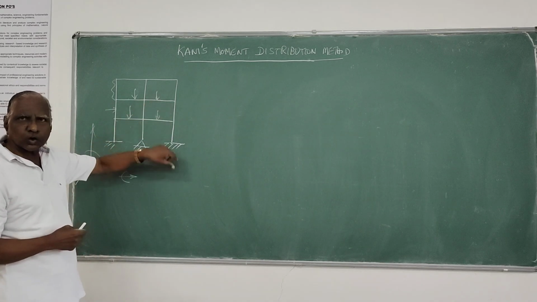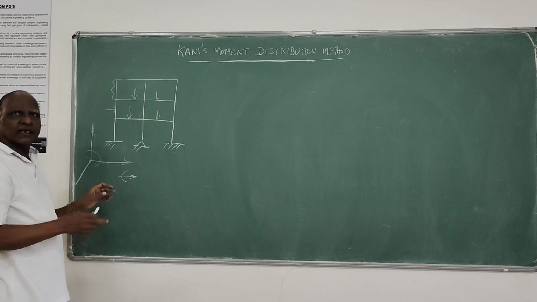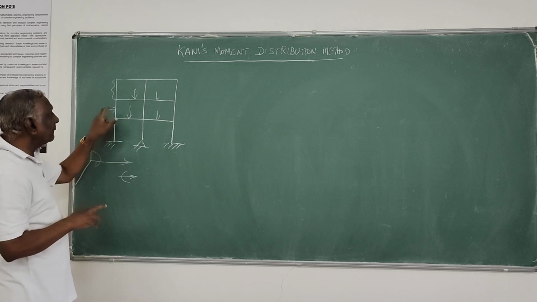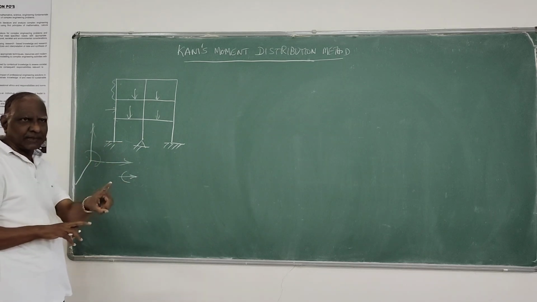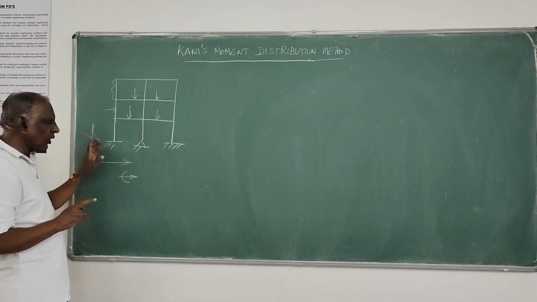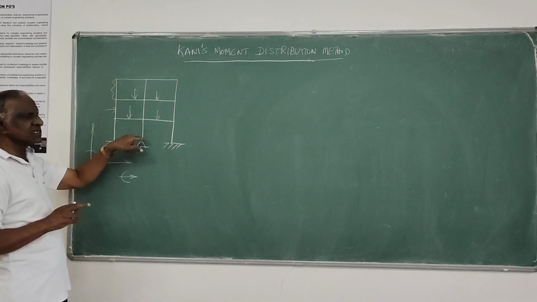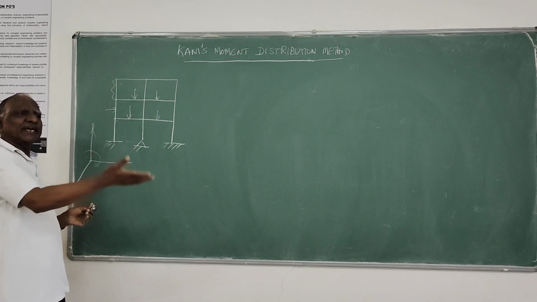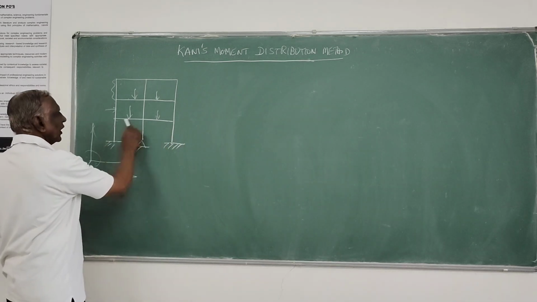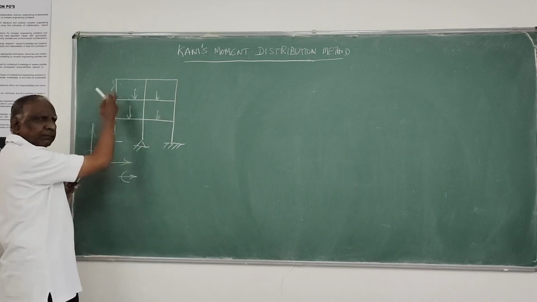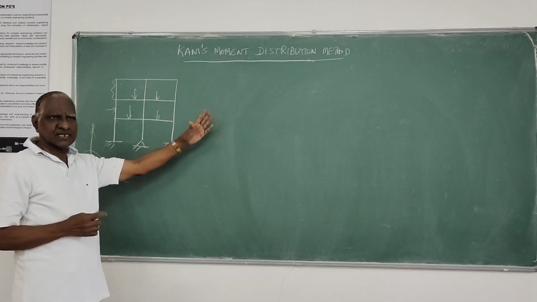Since they are not allowed to move up or down, this vertical displacement will be taken as 0 by assuming all members to be axially rigid. Axially rigid we are talking about. So in the case of axially rigid members, the vertical displacements are all zero. Again, it reduces to only horizontal displacement. So at each joint of this rigid plane frame structure, you can have horizontal displacement.